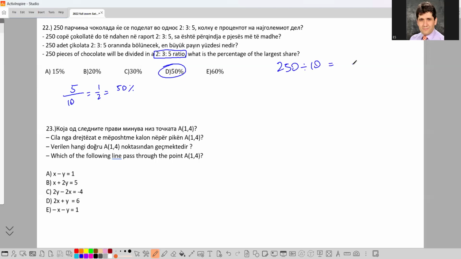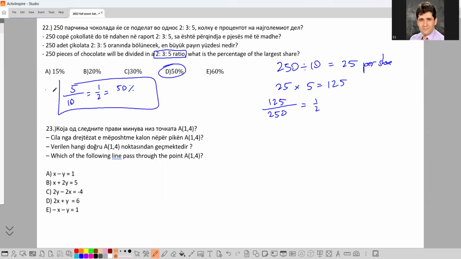Now, if you want, you can calculate: there are 10 shares, 250 divided by 10 shares, that is 25 chocolates per share. Now, 25 chocolates times the largest share gets 5, that's 125 chocolates for the largest share. So 125 over the total, 250, will make 1 over 2. But actually, we got it directly from the first step.